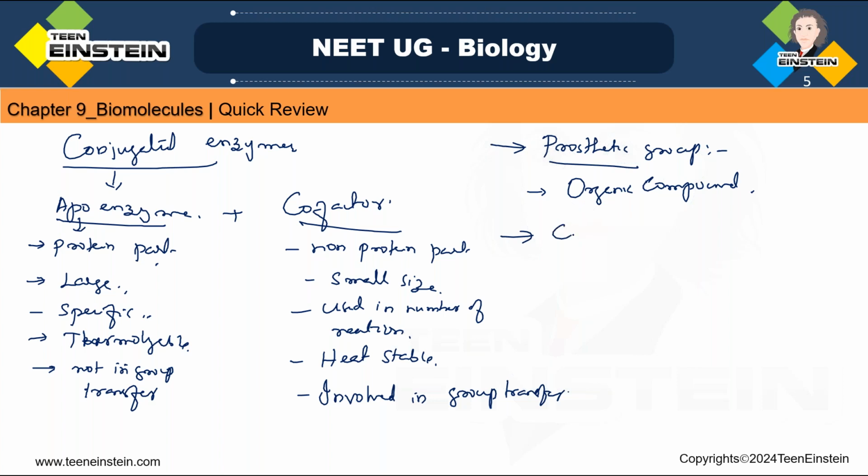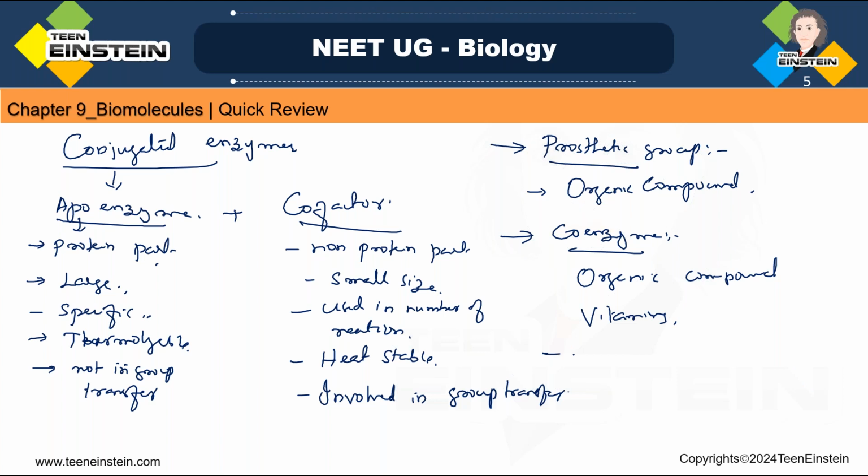Coenzyme. Next is the coenzyme. So what is a coenzyme? An organic compound which binds to the apoenzyme, and here vitamins are the essential component of coenzymes.